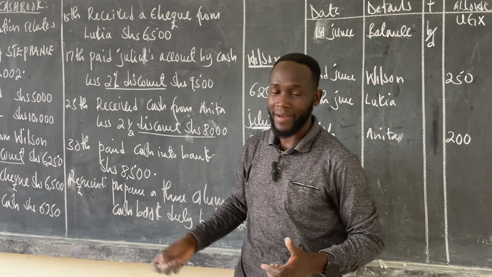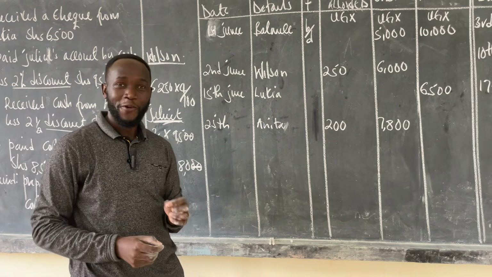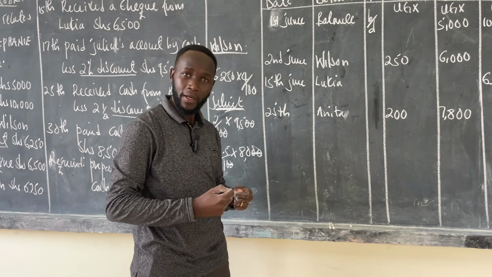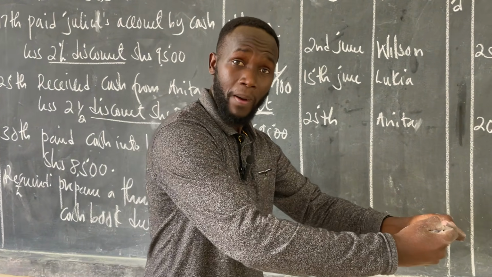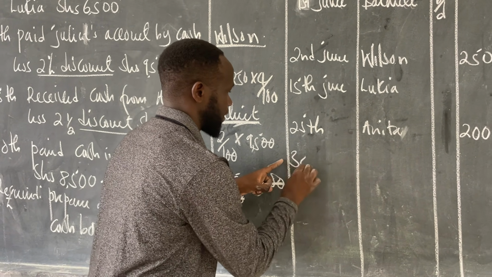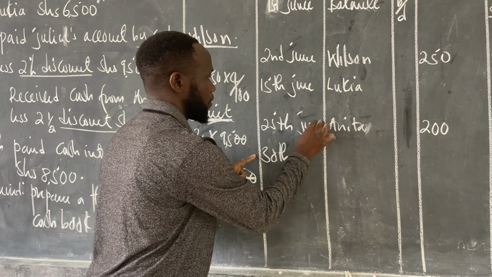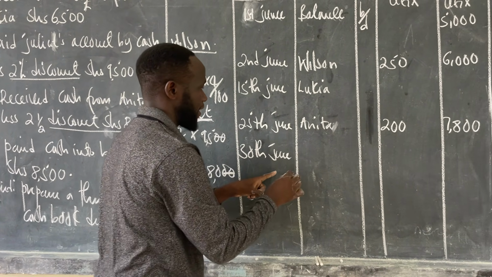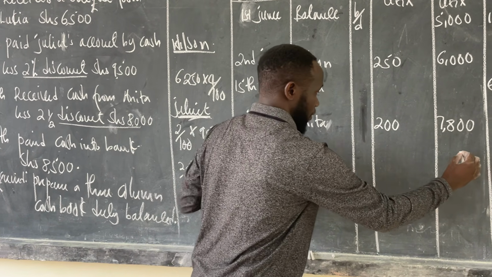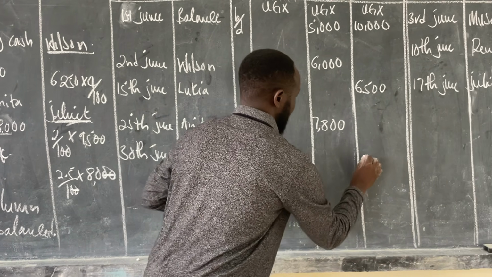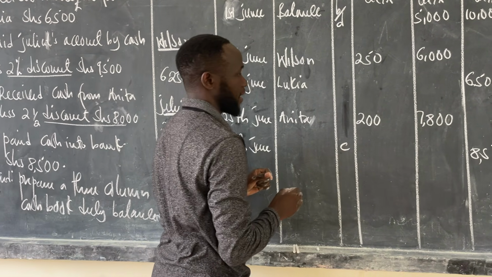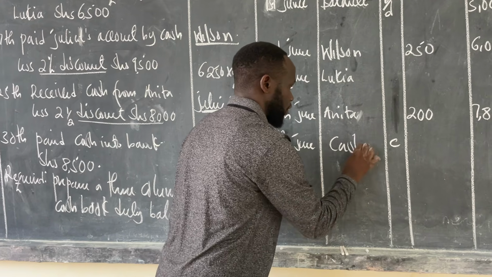Now, from 25th, we have another transaction, and that is 30th. Pay the cash into bank. Now, going back to the two-column cash book, we said whenever we say pay the cash into bank, the cash account loses to bank, and the bank receives from cash. So on the 30th of June, we have the money going into bank, paid cash into bank. So the bank account receives 8,500. This one is a contra entry. The bank account is receiving from cash.